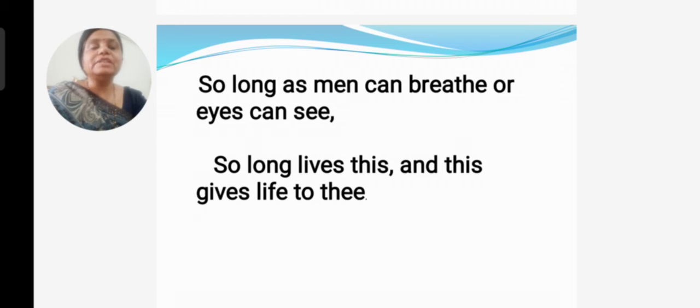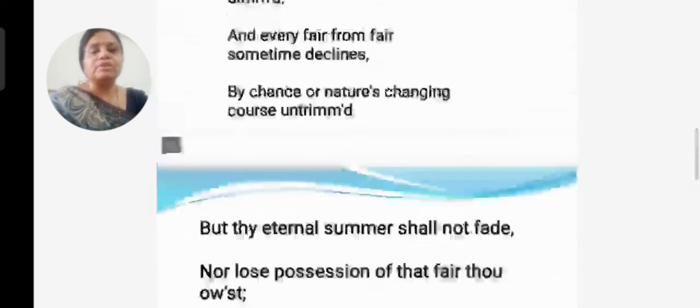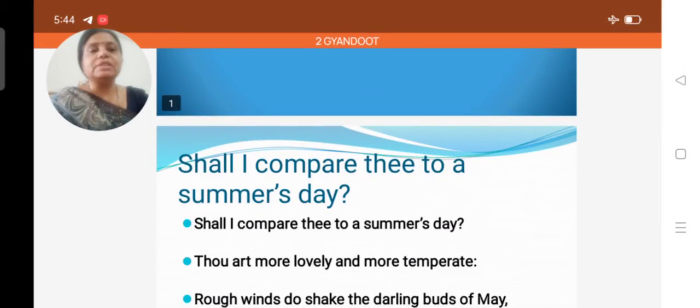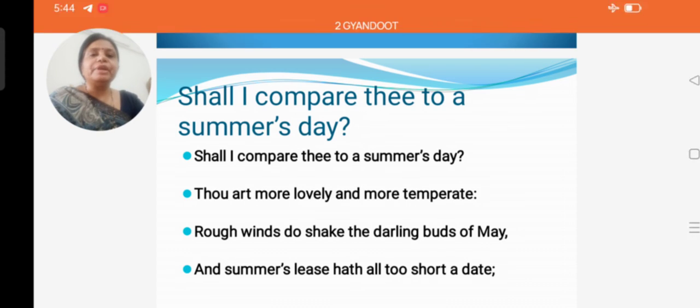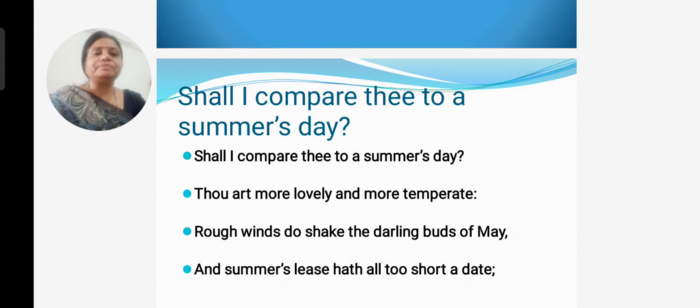People will read the charms and beauty of the fair youth, which will be locked in his poems. So let us have a quick revision of this poem. This is sonnet number 18 by William Shakespeare. Shall I compare thee to a summer's day?